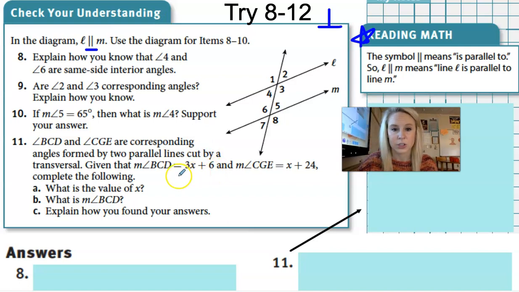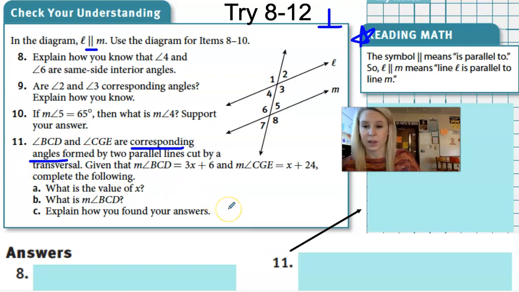It gives you the measure, does not give you a picture, but it tells you that they are corresponding angles. So if corresponding angles are congruent, we would set my two equations equal. If your corresponding angles were supplementary, I would say part plus part equaled 180. All right, so try 8, 9, 10, 11, press pause, and we'll go over the answers.